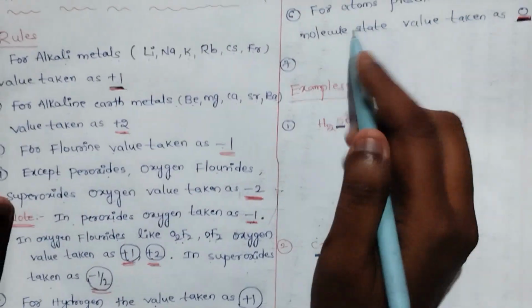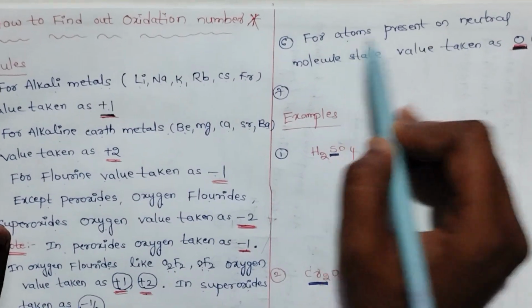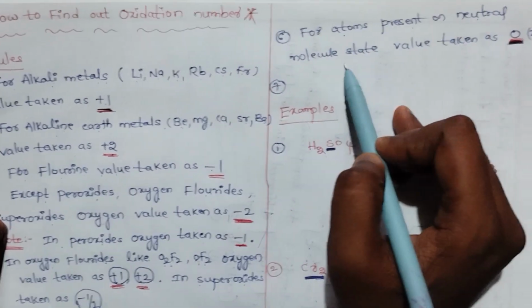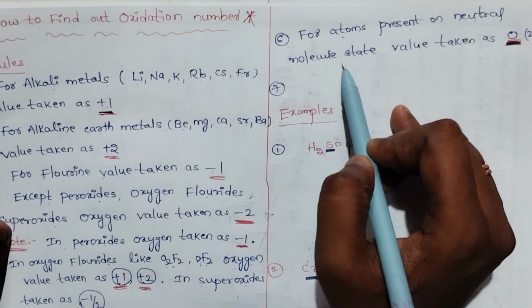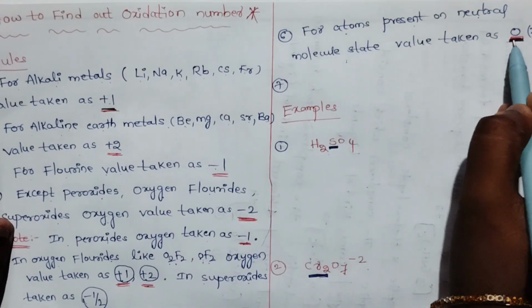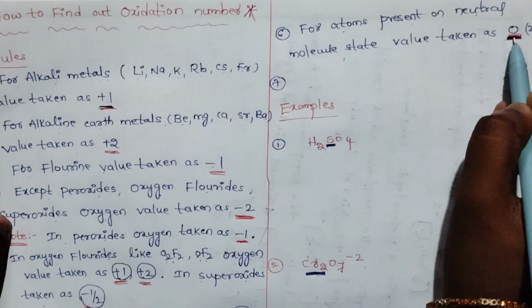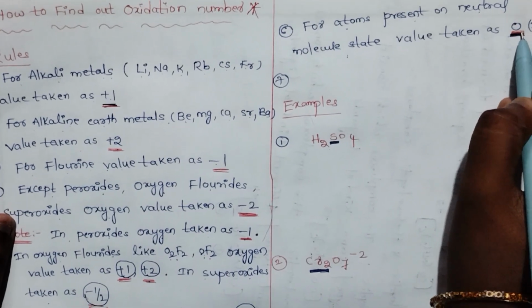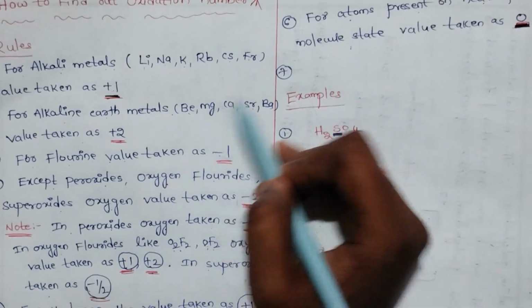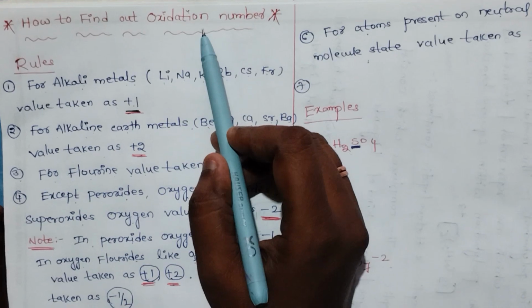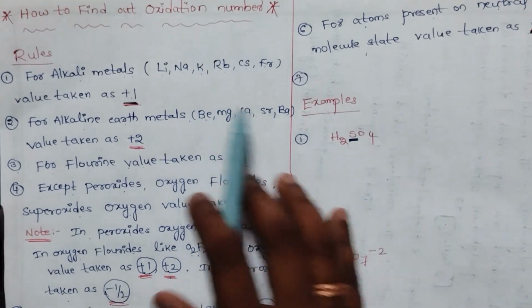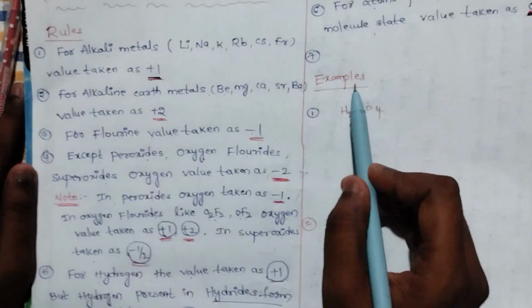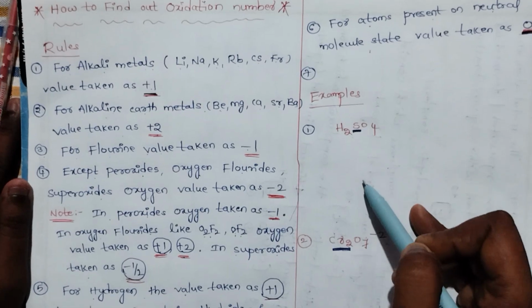And the last rule: if atoms are present in a neutral molecule, the oxidation value for that neutral molecule is 0. So these are the rules for finding the oxidation number. Based on these rules, we will take some examples.